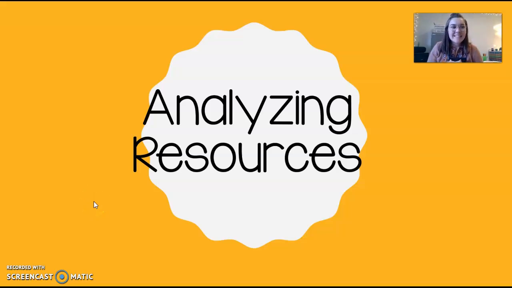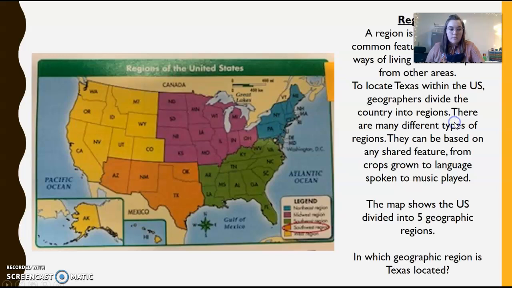Hey guys, it is social studies time, so y'all get ready to learn about analyzing resources. And that sounds big and fancy, but we're basically just looking at maps and trying to determine exactly what they're trying to tell us. We're analyzing the things that are on this map. So, let's start by looking at regions.